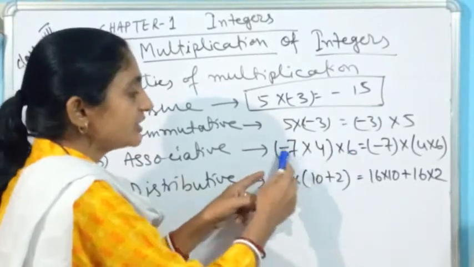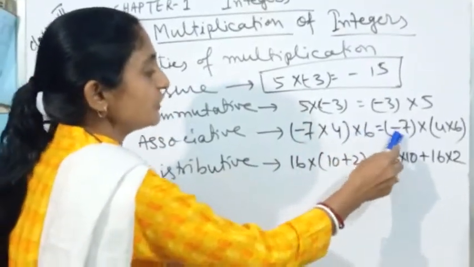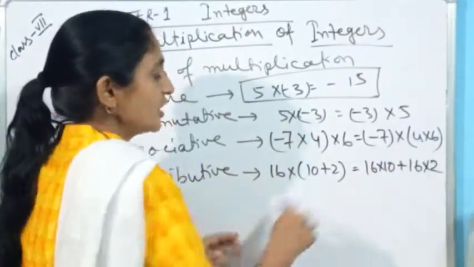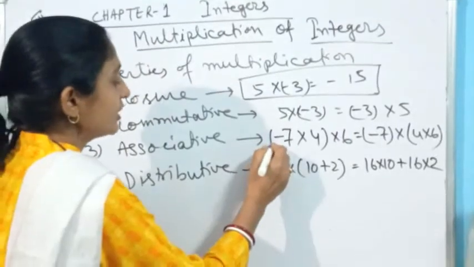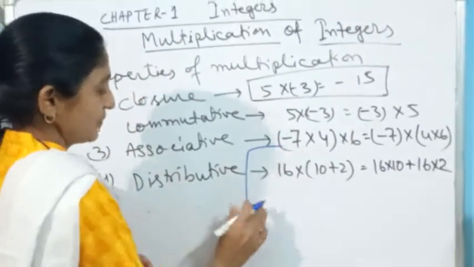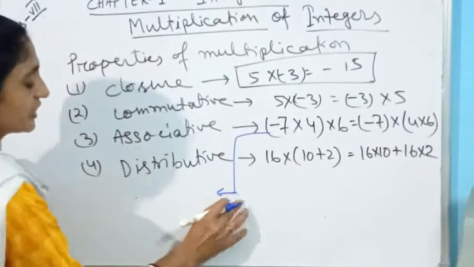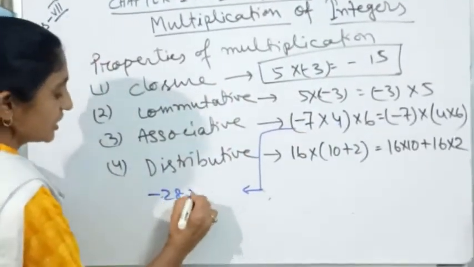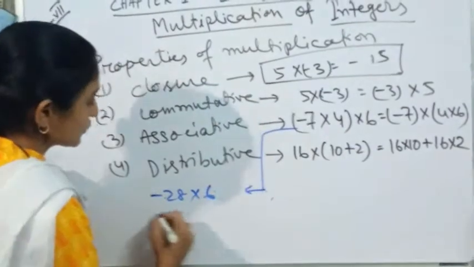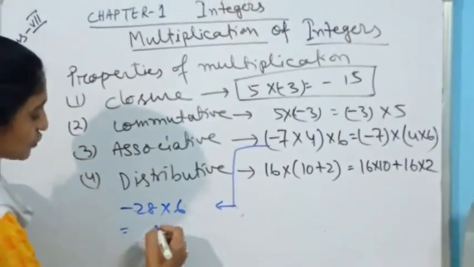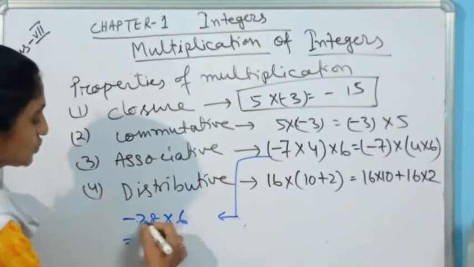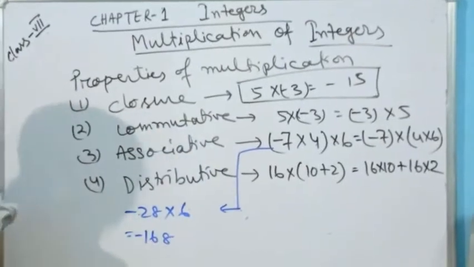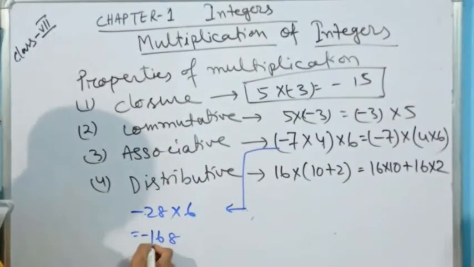Whatever result you get will be the same as if I separate -7 and group 4 and 6. Let's check what you will get as the answer in this question. I am solving it here on that side. See, first I have taken -7 and 4, so it will be -28. Then that one is 6. What will you get if we multiply this? 8 6s are 48, 6 2s are 12, 12 plus 4 is 16. So here you will get the answer as 168.